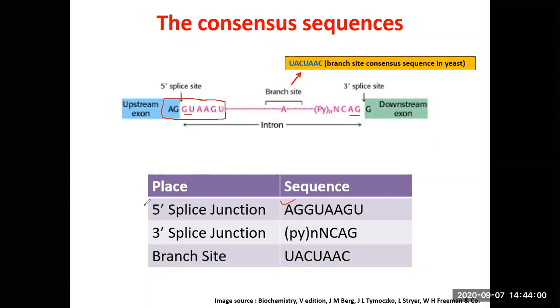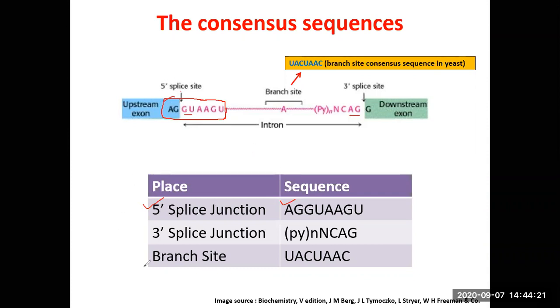What is that consensus sequence? It is mentioned in this table also. AGGU, AAGU. This is the consensus sequence at the 5' splice site. All introns, all 5' junctions, 5' splice sites, will have this particular consensus sequence. So you must memorize this also.